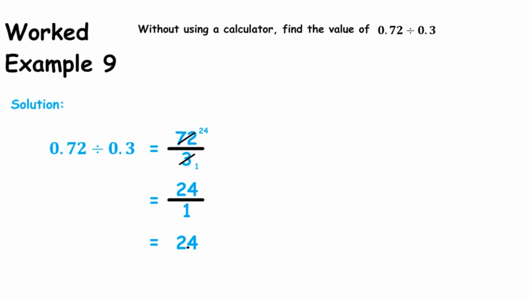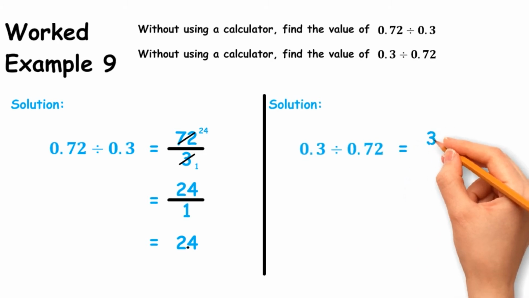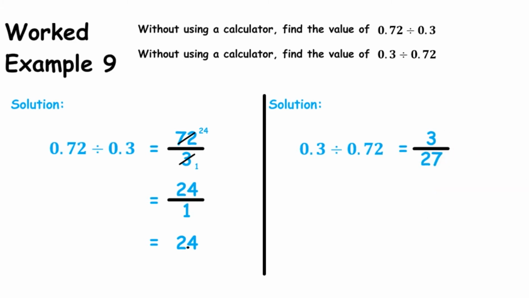Let's say this question is asked in this way: without using a calculator, find the value of 0.3 divided by 0.72. Now we are going to divide 0.3 by 0.72. This can also be written as 3 over 72. This would be equal to 1 over 24.